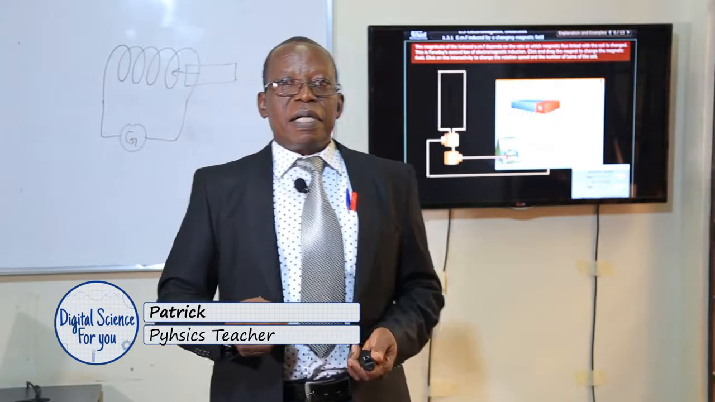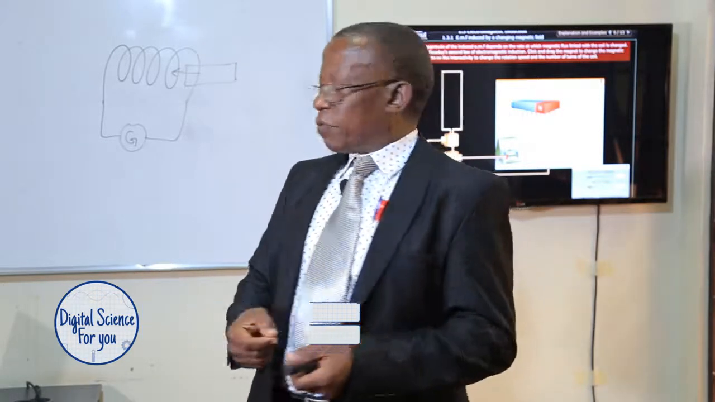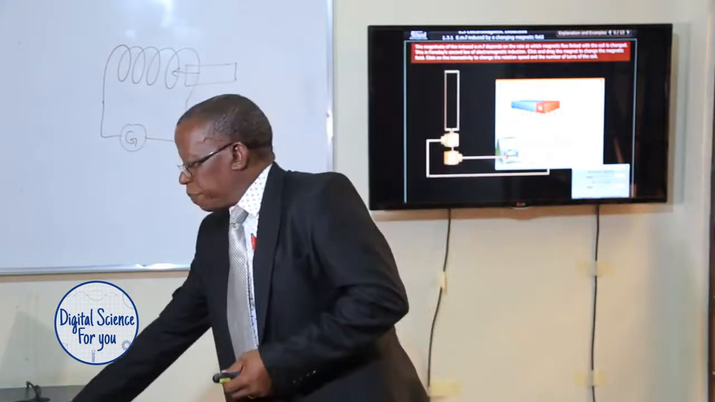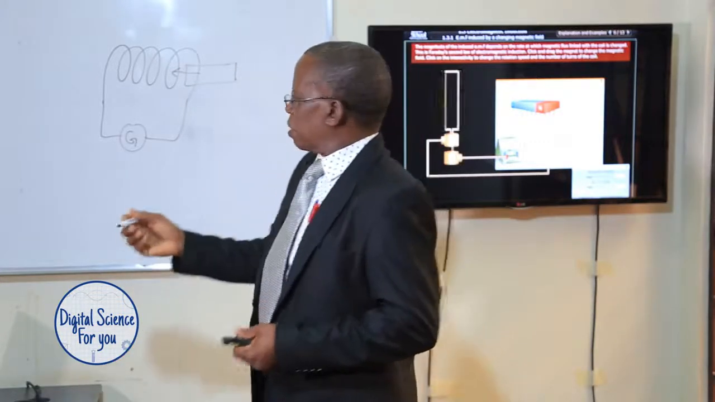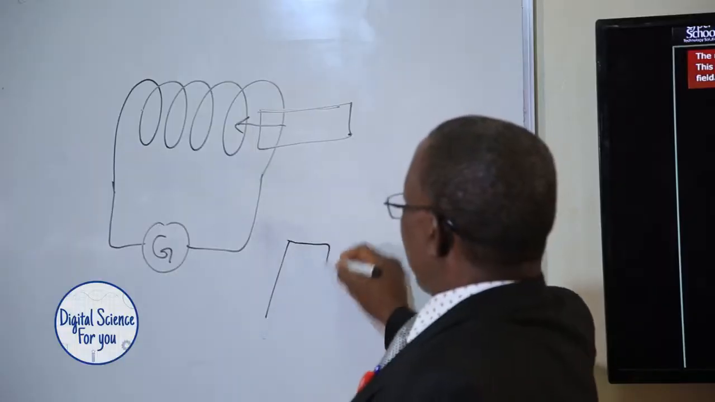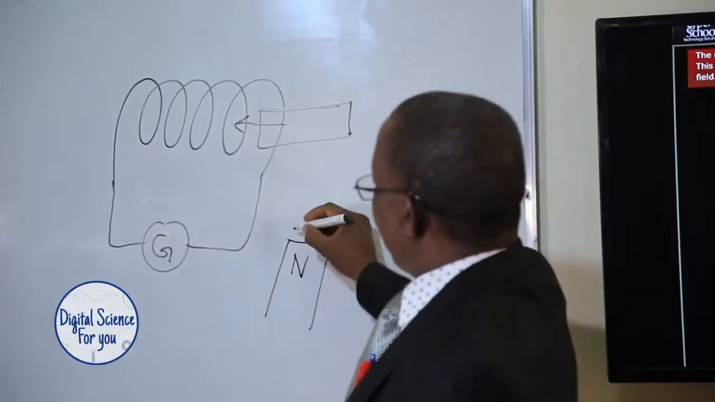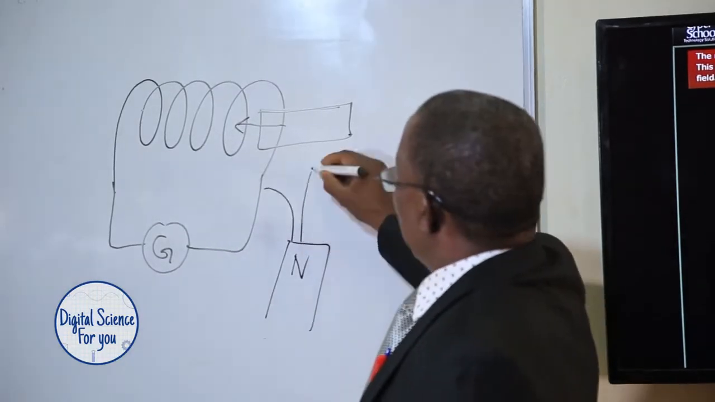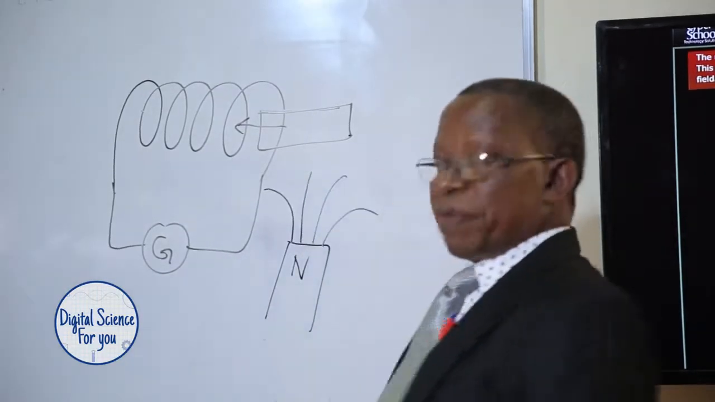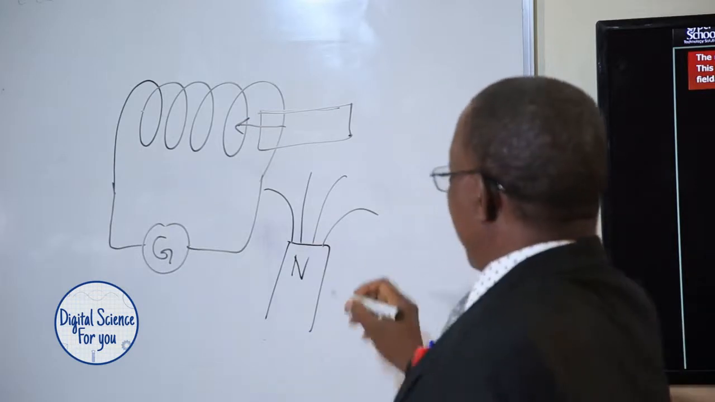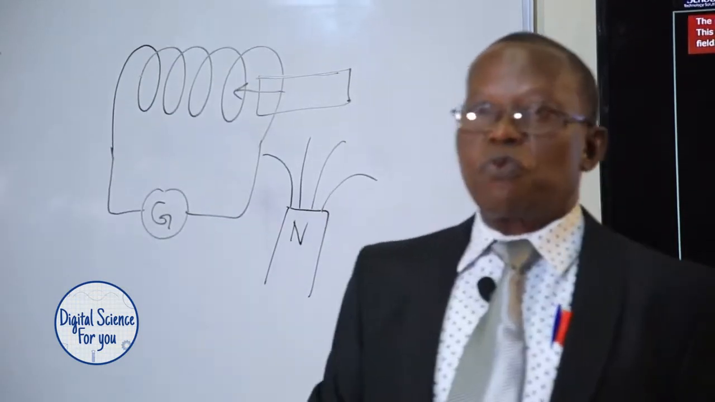And at times, when some of us are drawing, especially the magnetic flux, if this is a magnet, let's say this is the North Pole, and we are drawing the flux, at times we make a mistake and make these lines cross one another. When we do that, that one is scientifically very wrong.